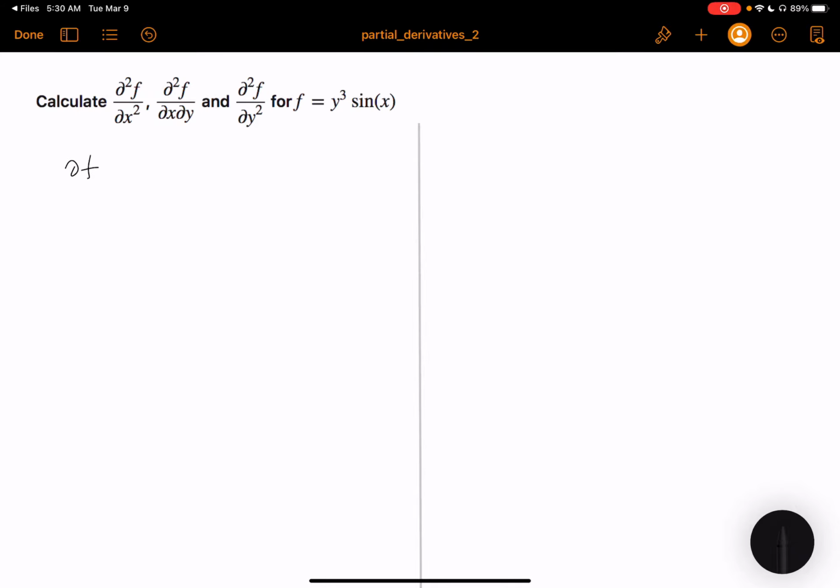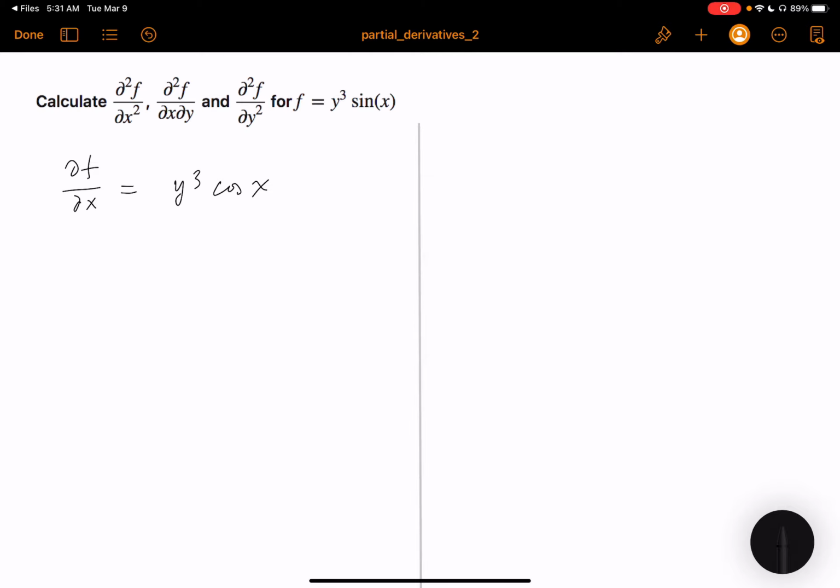Partial f, partial x is equal to... now when we take a partial derivative with respect to x, we treat y as a constant. So it's a constant times the sine x. The derivative of sine x is the cosine x. So this is equal to y cubed times cosine x.